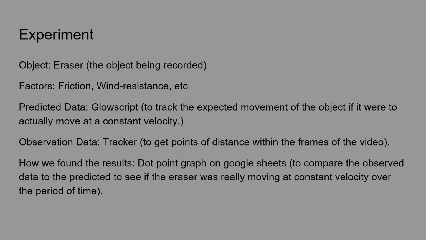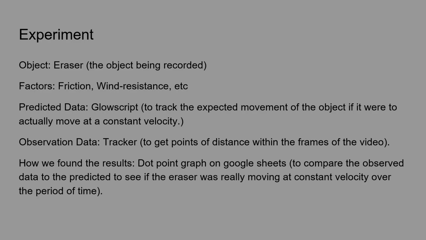For the experiment, we used an eraser for the object that was being recorded. For factors to consider, we needed to consider friction, wind resistance, and anything else like maybe air resistance that could be applied to the object during its recording that may have affected its velocity.